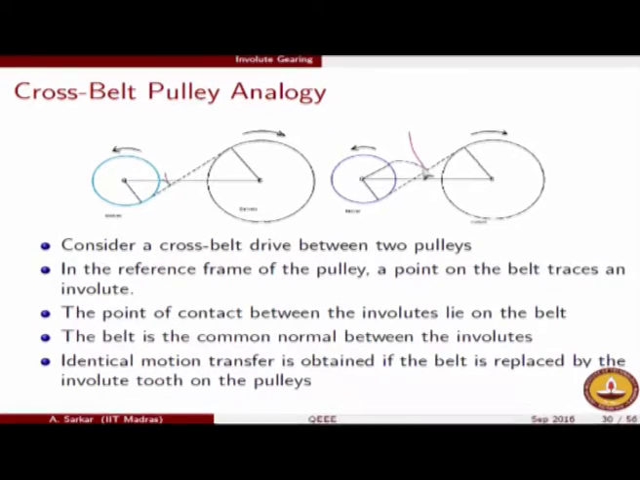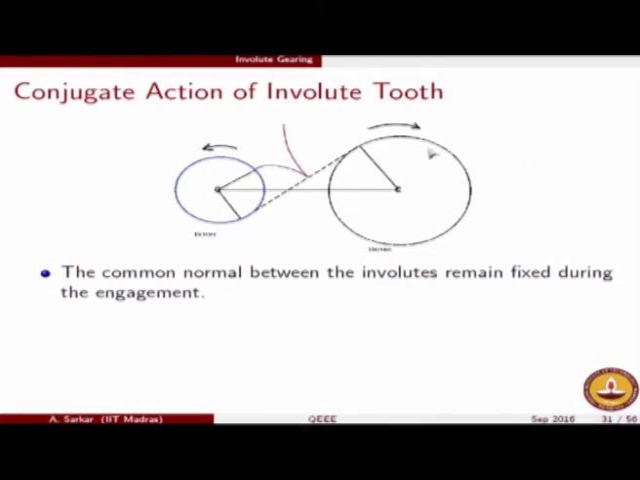But then the motion transfer which is happening because of the belt has a constant velocity ratio. Therefore, since the motion transfer because of the engagement of the two gear teeth is identical to the motion transfer of the driver cross belt pulley mechanism, that motion transfer between the gear teeth also has a constant velocity ratio. I understand the visualization is slightly tricky for beginners, but hopefully you will be able to understand when you see the animations which I will show in a moment's time.